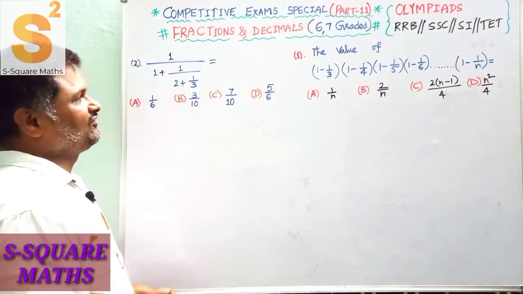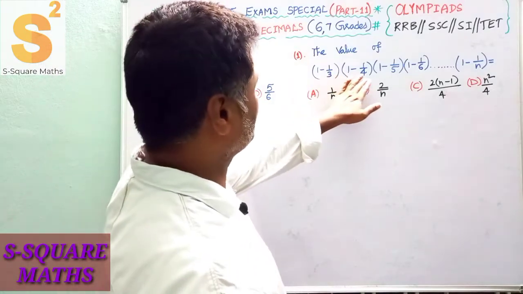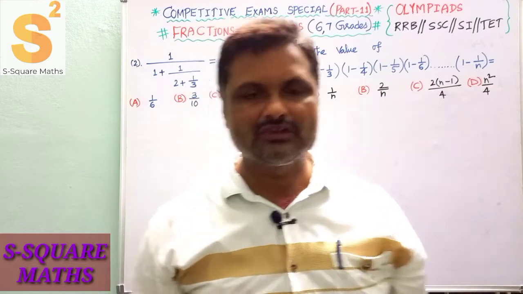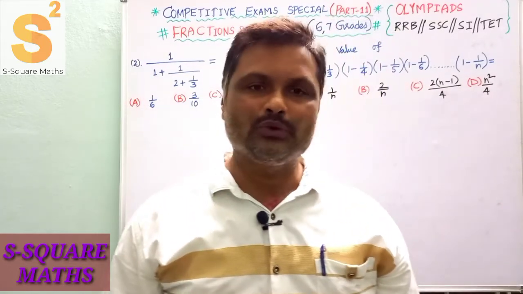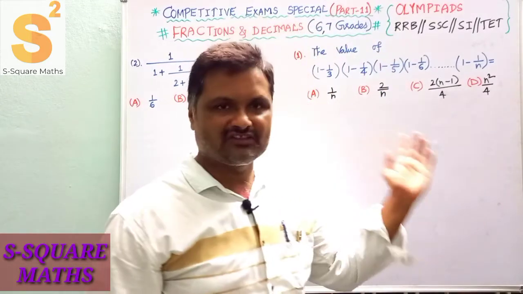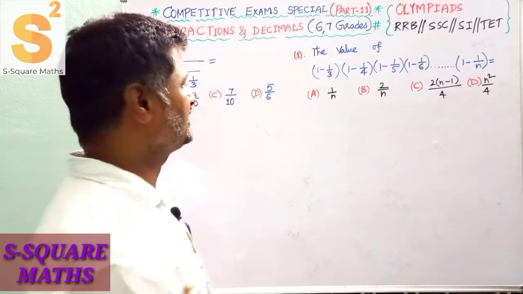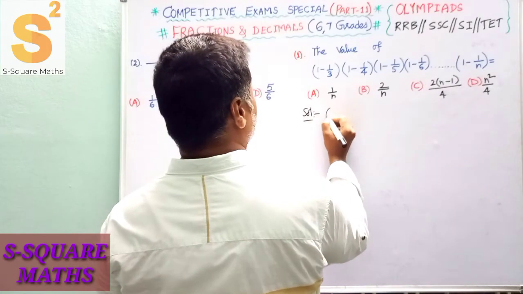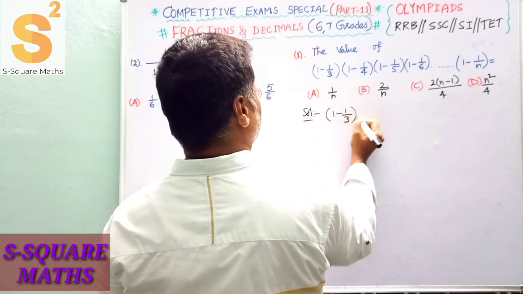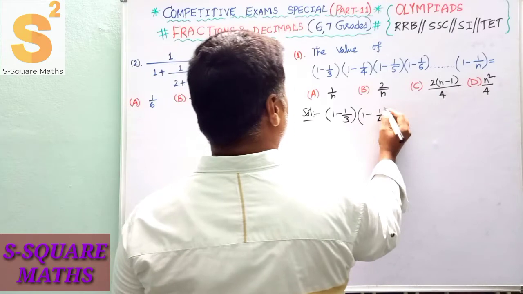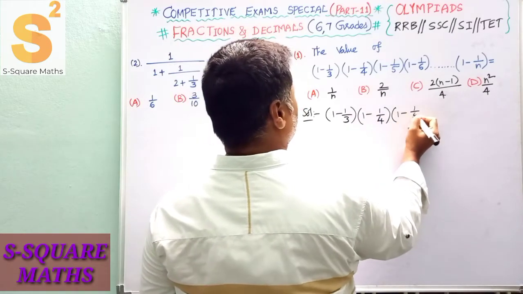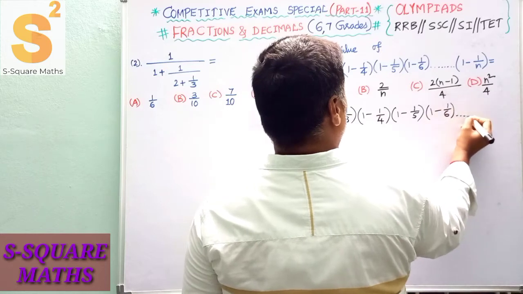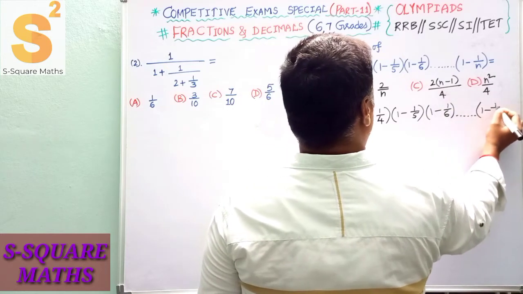So the value of (1 minus 1 by 3) into (1 minus 1 by 4) into (1 minus 1 by 5), and so on, up to (1 minus 1 by n). So don't show your panic here. It's very simple. Okay, so let us start now. Solution. So (1 minus 1 by 3) into (1 minus 1 by 4) into (1 minus 1 by 5) into (1 minus 1 by 6), and so on, up to (1 minus 1 by n).